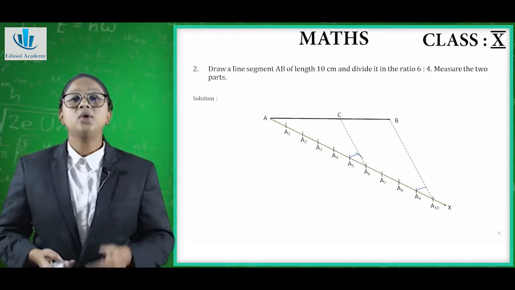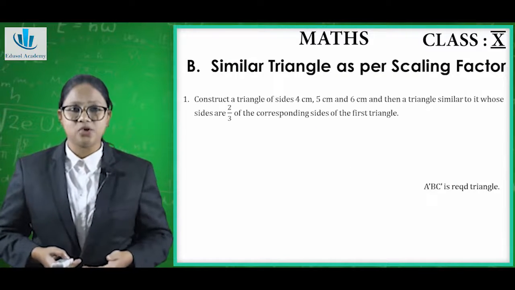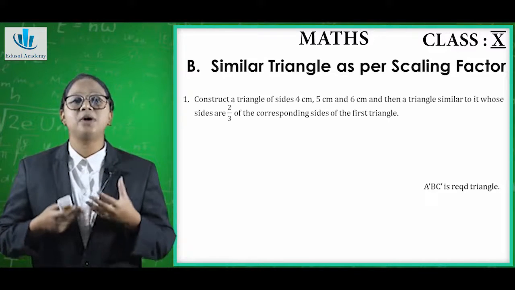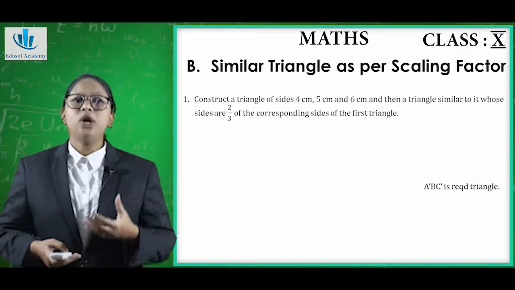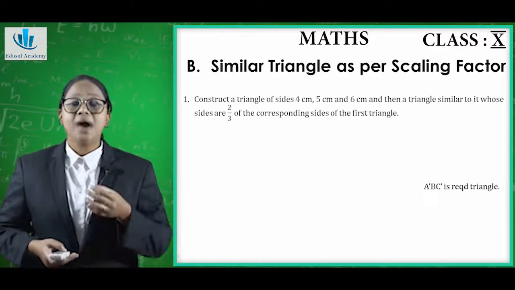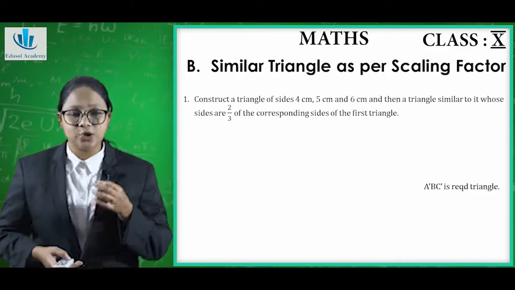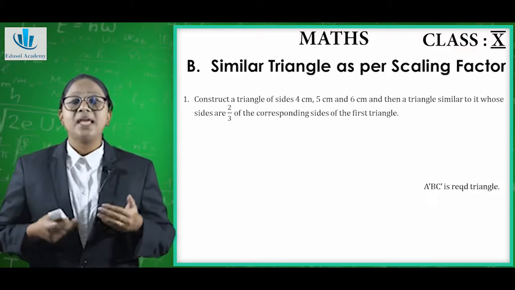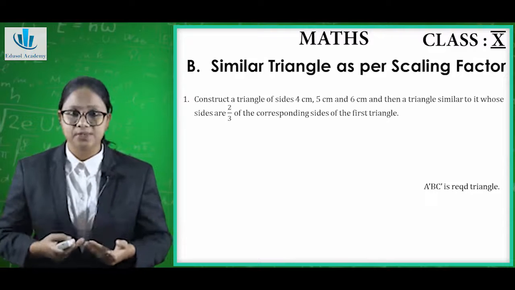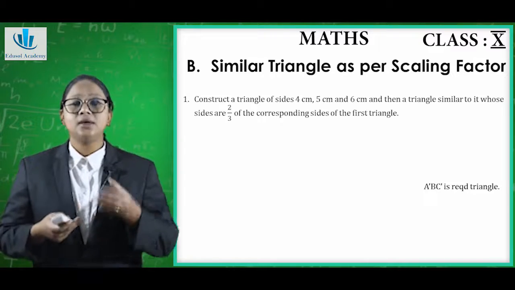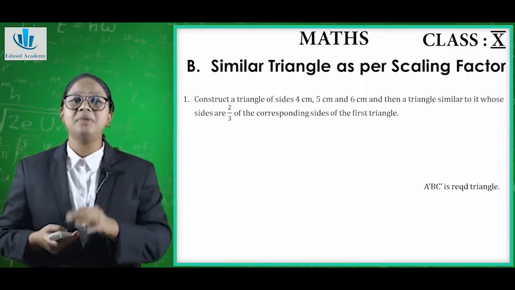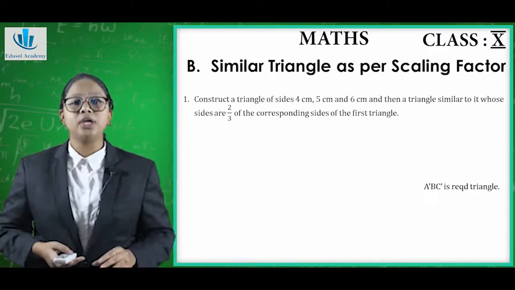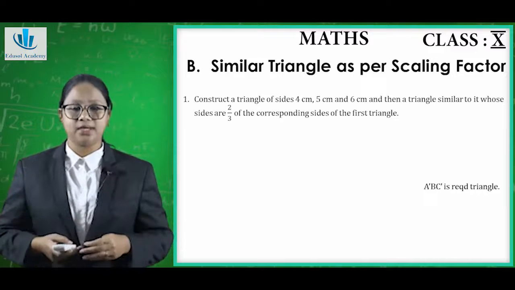Alright. So now we move on to the second type of construction. Triangles similar to a given triangle as per a scaling factor. What do you mean by a scaling factor? You might have studied in the chapter triangles that when two triangles are similar, their sides are proportionate. Means that the ratios of their sides will be the same, will be a common ratio. Now that common ratio is what we call a scaling factor.